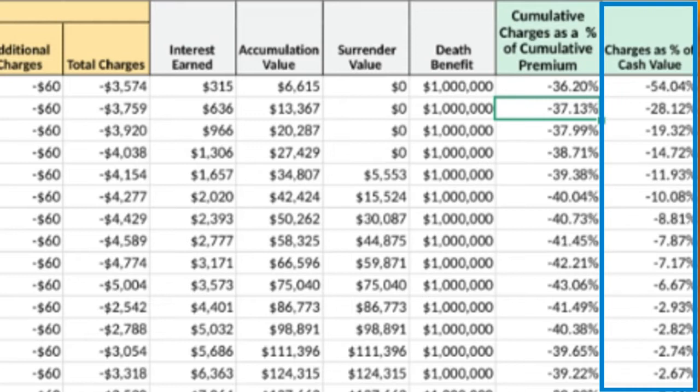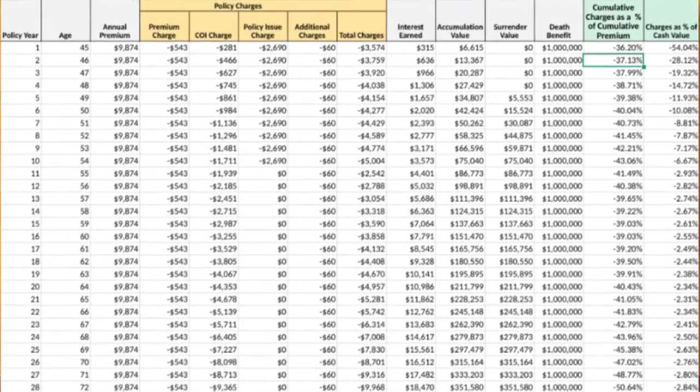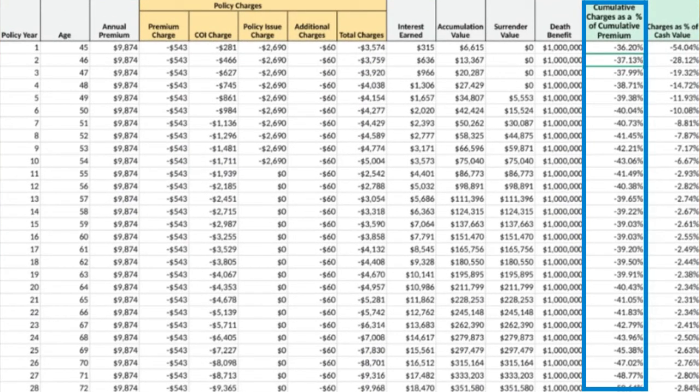So in a minimally funded policy, these policies are collecting the absolute bare minimum of premium necessary for that policy to perform on its contract obligations. Meaning, if you die, that they've got enough cash to pay the death benefit. So the cumulative charges as a percentage of cumulative premium, you can see that in this design, very first year, roughly 36.2% of the premium is going towards the expenses. And then over time, that ratio goes even higher.